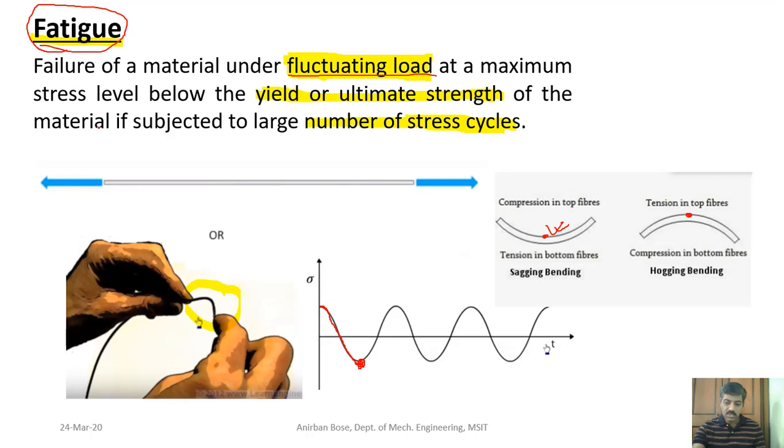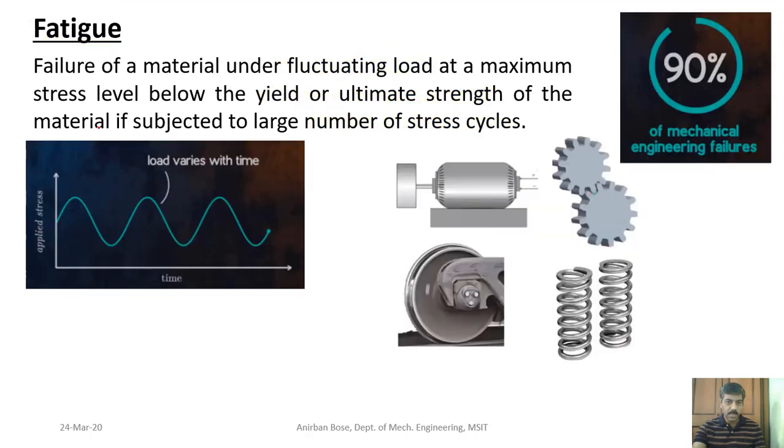Okay, I hope you have understood the concept of fatigue. Now the example that I have given you is a very simple classical example, but if you see different industrial applications, you will find that many machine components are under fatigue load. Just see, for example, suppose this is a motor, and consider the shaft.